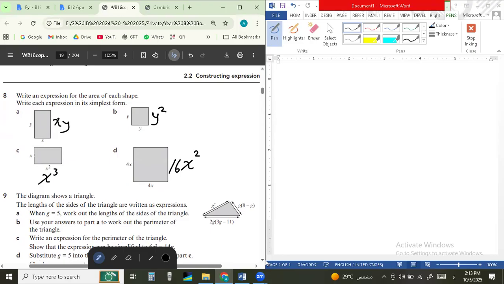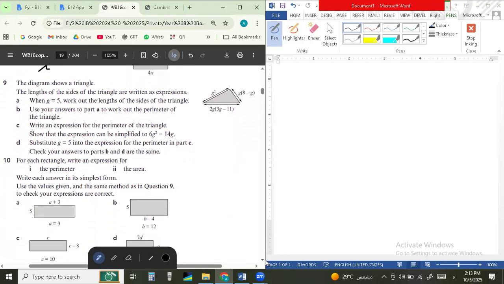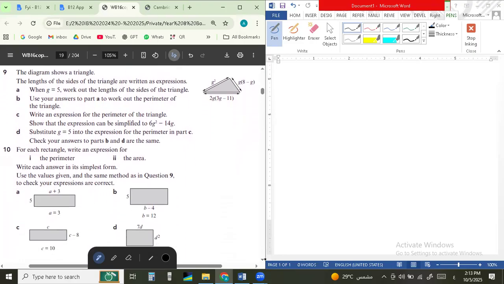All right. Next question says, the diagram shows a triangle. The lengths of the sides of the triangle are written as expressions. As you see here, one expression for the side, another for the side, another for the third side. When G is 5, work out the lengths of the sides of the triangle.